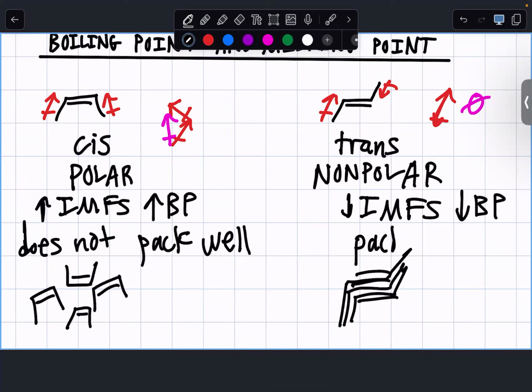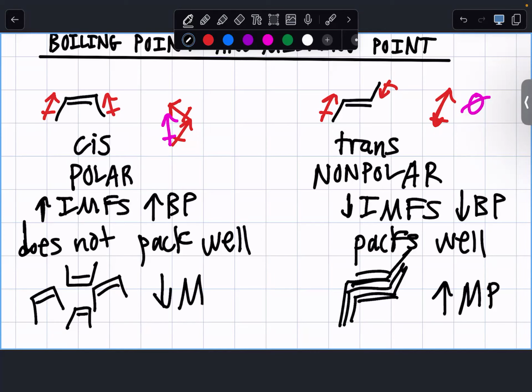Packs well, right? So based on that, which one do you guys think is going to have the higher melting point to separate? The trans one, that's right. So the trans alkene will have a higher melting point than the cis alkene. But the trans alkene has a lower boiling point than the cis alkene because of different reasonings. The boiling point is due to the polarity and intermolecular forces. The melting point is due to the stacking ability of the molecules.